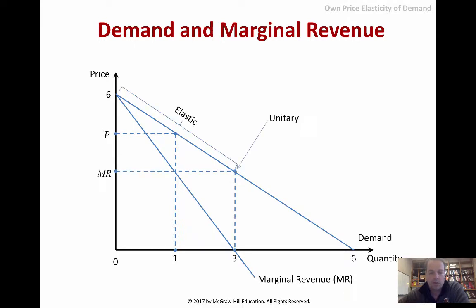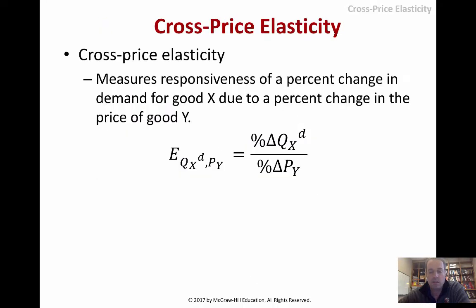Okay, a few other things from this graph here. Typically the upper part of a demand curve, that is the northwest, tends to be elastic. There's a point where it's unit elastic, and then on the lower part it's inelastic. Okay. So that was all about own price elasticity.